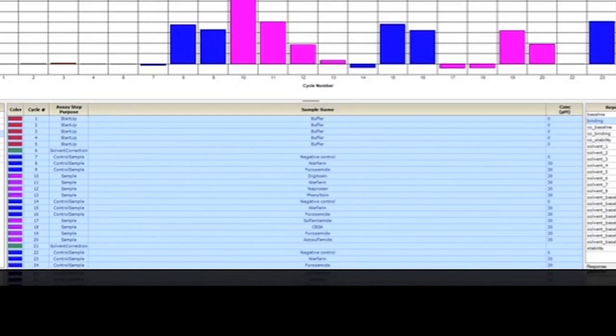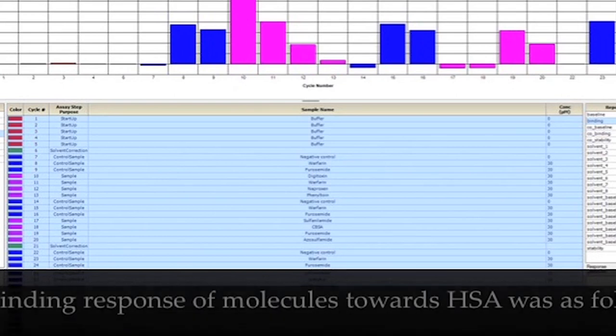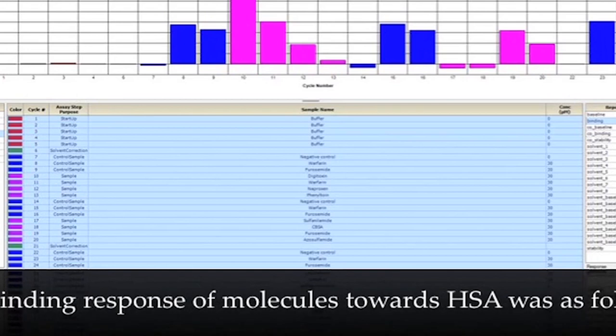Different drug molecules bound to human serum albumin with different binding responses based on their respective affinities. In this case, digitoxin shows the highest affinity towards HSA, followed by warfarin, furosemide, naproxen, azosulfamide, phenytoin and others. The binding response for these molecules observed for human serum albumin correlated well with their expected affinities.